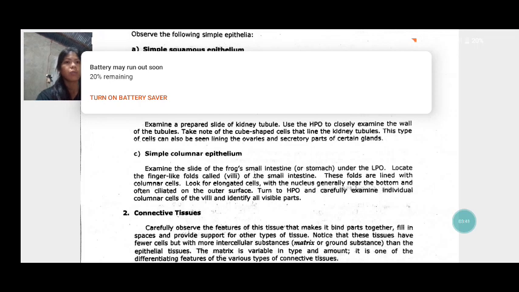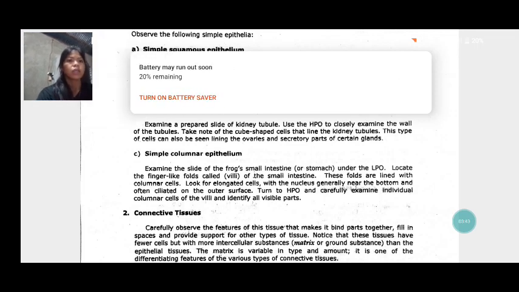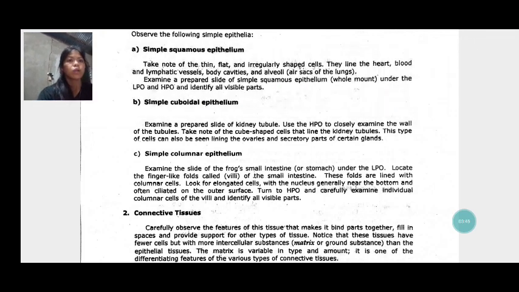Examine a prepared slide of kidney tubule. Use the HPO to closely examine the wall of the tubules. Take note of the cube-shaped cells that line the kidney tubules. This type of cells can also be seen lining the ovaries and secretory parts of certain glands. The third is simple columnar epithelium.